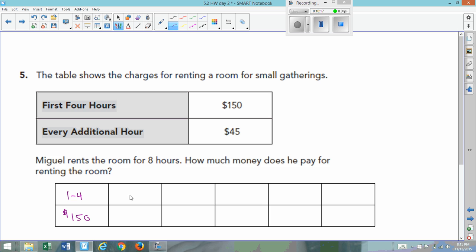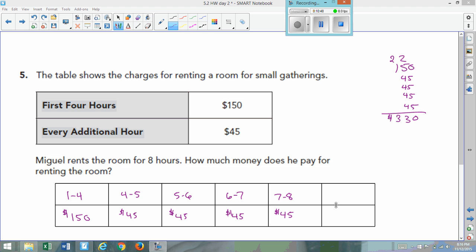Well, from hours 1 to 4, it costs him $150. Then from 4 to 5, it costs him $45. 5 to 6 is going to be another $45. 6 to 7 is going to be another $45. Then 7 to 8 is going to be another $45. You would then have to total it up, and I'm going to do that off to the side. And when I total it up over here, I got $330 total.